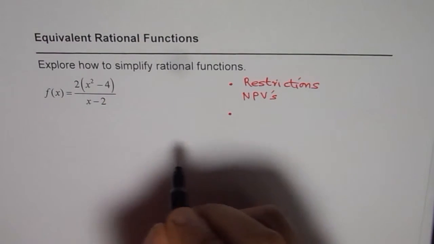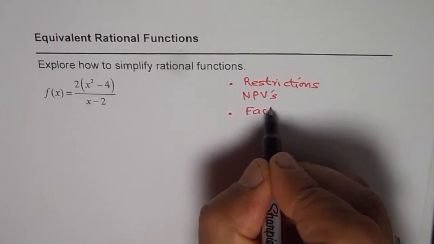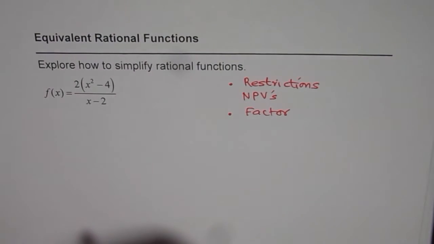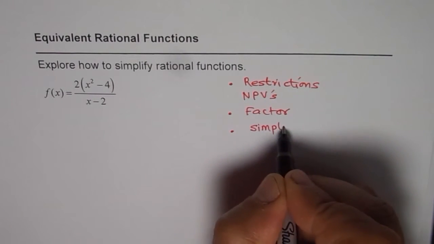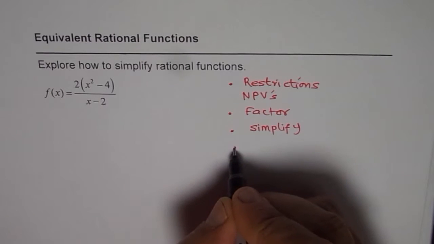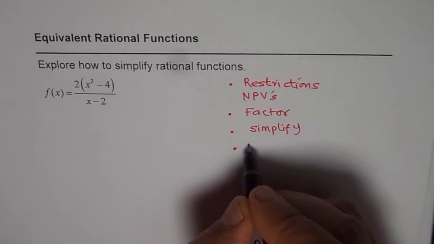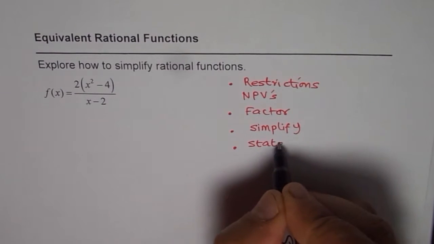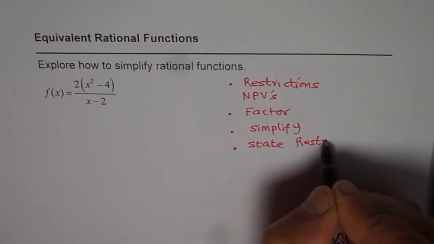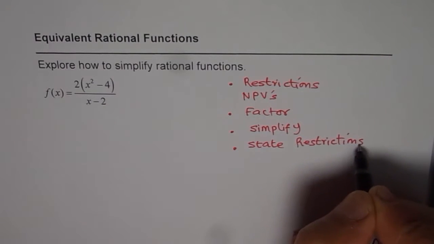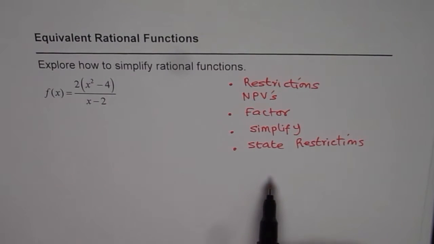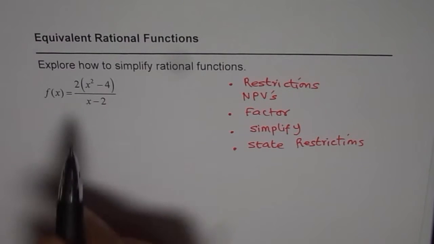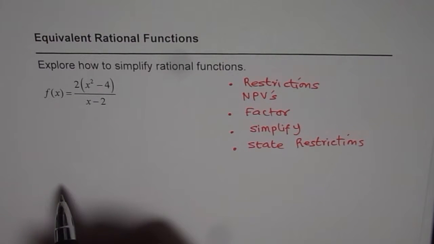The second step is you factor. Once you factor numerator and denominator, then you simplify. And last and most important is to always state restrictions. So follow these steps and don't forget to state the restrictions which you identified in the very beginning in your final answer, correct? Now I'm going to solve this very simple question, simplify it rather, and you have to tell me if I have made a mistake.